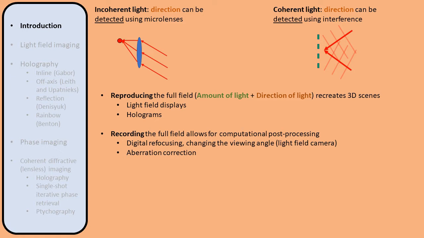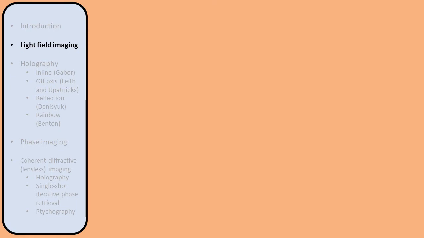If we use coherent light, we can create images without using lenses. If we measure the full field some distance away from a sample, we can computationally backpropagate the field to the sample plane to see what the sample looked like. Now let's look in more detail at how light field imaging works.